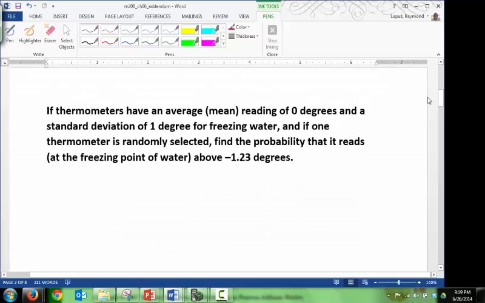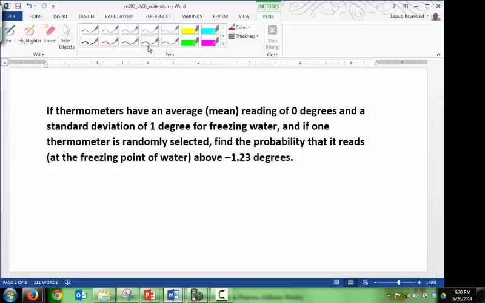All right, let's do another example. This one takes a look at the opposite side, the above business. So it's the same scenario except the last part over here. Find the probability that it reads above negative 1.23 degrees.